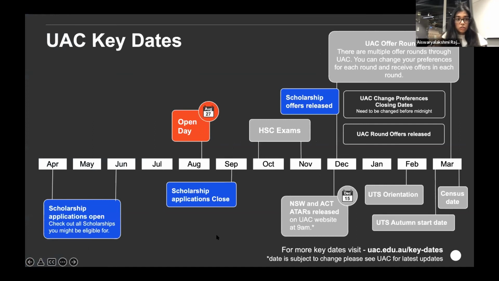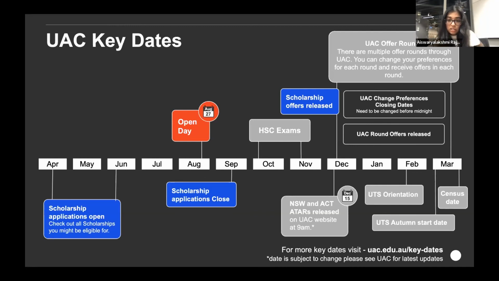Now the UAC key dates. Around April and June is when our scholarship applications open. I'd highly recommend everyone to apply for our scholarships. They're a really good opportunity. On the 27th of August, I really like to highlight Open Day. Open Day is your chance to come on campus and get to ask questions of industry professionals as well as our own lecturers, and really get to see the campus, as well as whether UTS is a good fit for you. And in September is when our scholarship applications close.